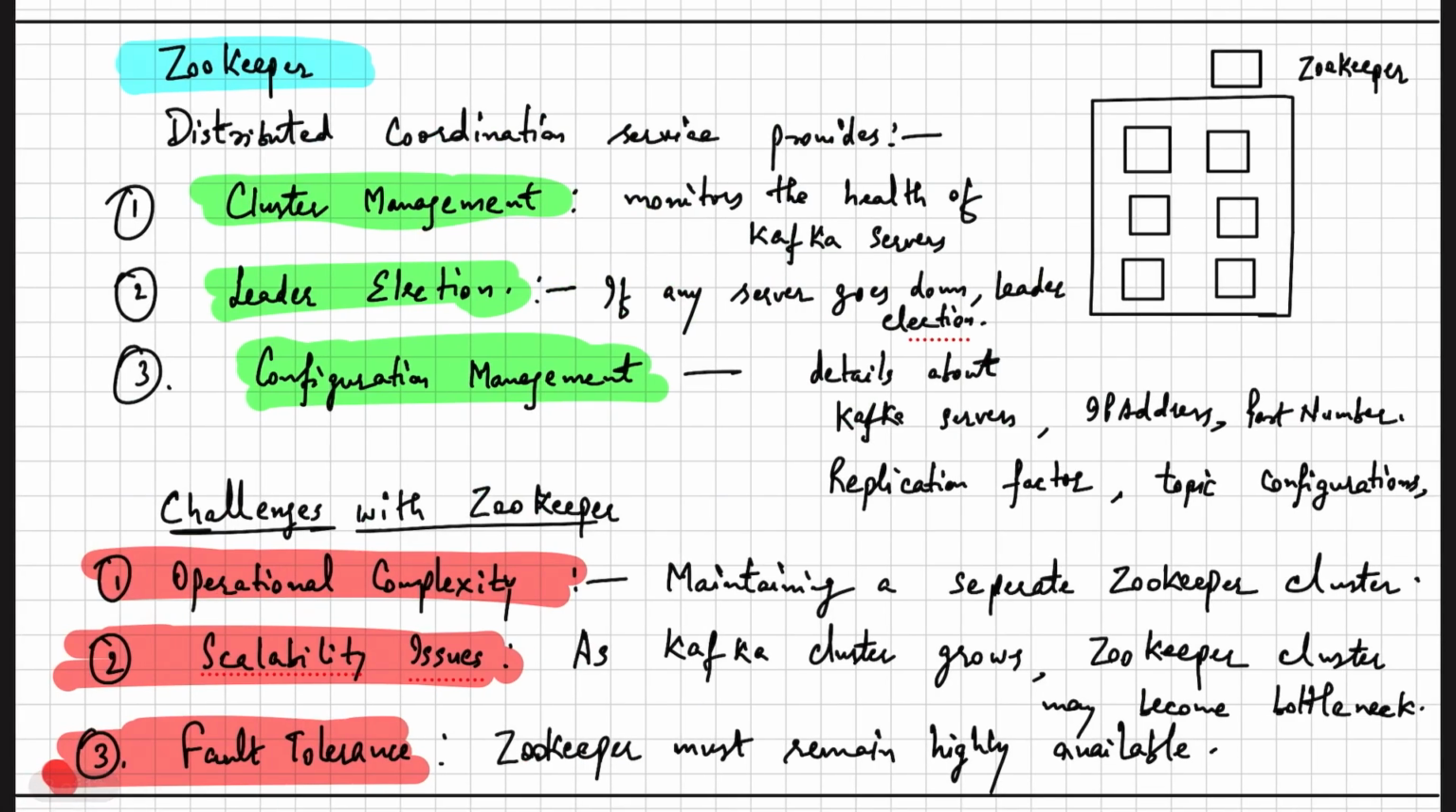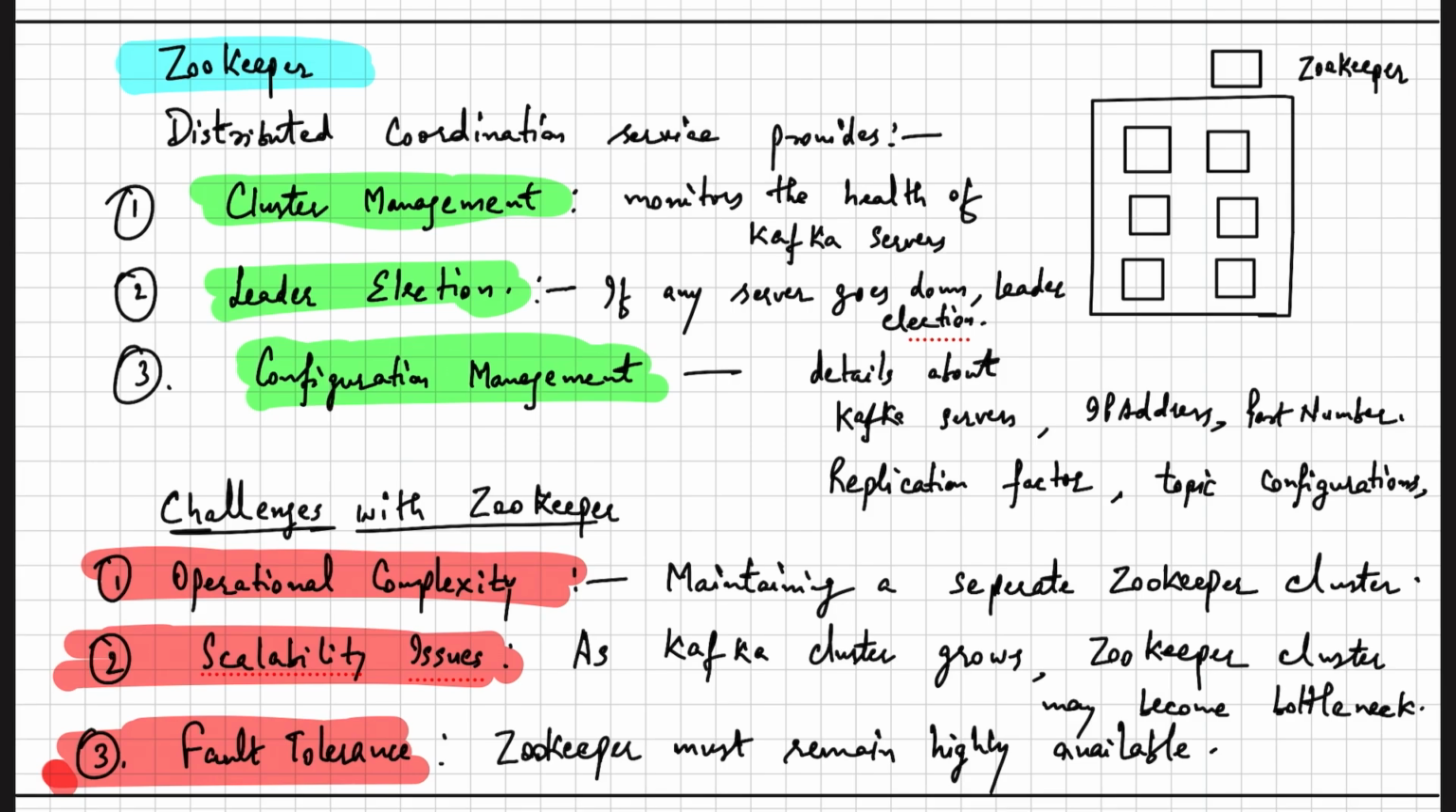Zookeeper is a distributed coordination service, right? What it provides is cluster management. Cluster management means knowing which of the Kafka servers is up and running, right? So that a request or event or message should be sent to the server which is up and running, right? And later it would be replicated to the down servers when they come up, right?